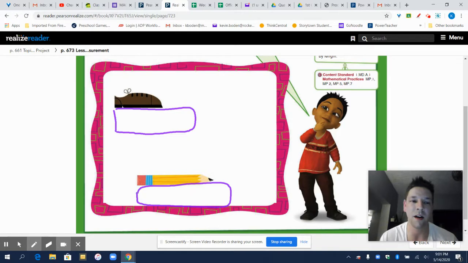We're going to compare different objects with some different objects around the classroom or different objects around your house. And we're going to try figuring out which one is longer or which one is shorter. So that might be a little bit confusing, but I think it'll clear things up for you on the next page.